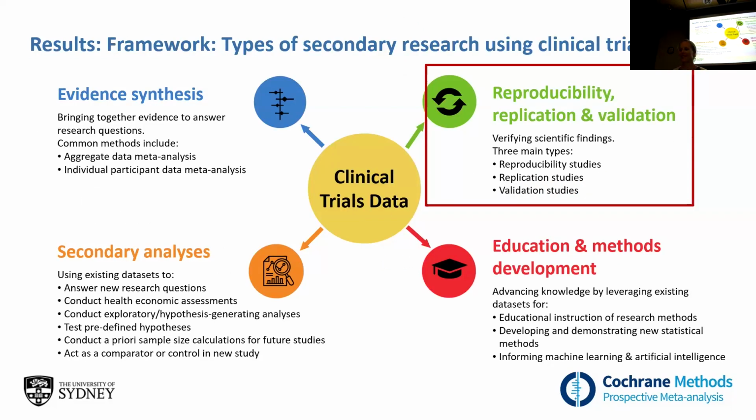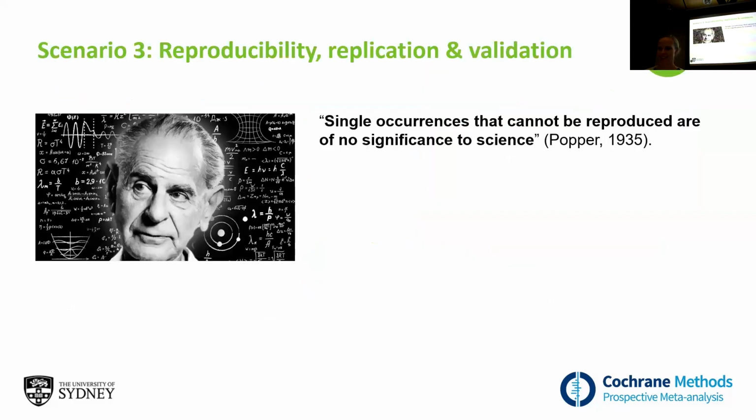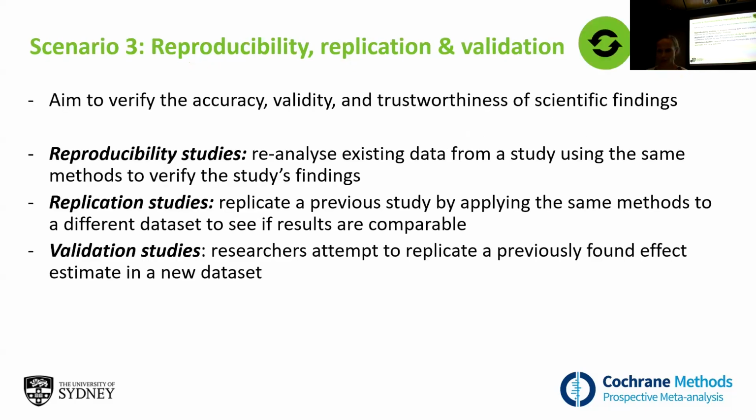And this one probably all are on board with: reproducibility, replication, and validation studies. I always like to quote the philosopher Karl Popper: single occurrences that cannot be reproduced are of no significance to science. So these studies aim to verify the accuracy, validity, and trustworthiness of scientific findings. So reproducibility, I don't think I need to go through each of these. I think most people are familiar with them: reproducibility, replication, and validation studies.